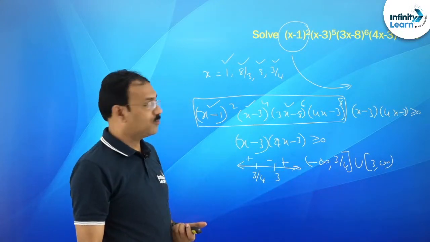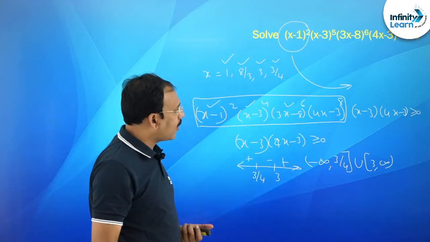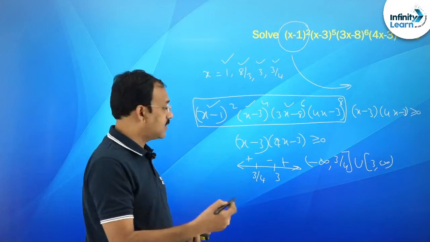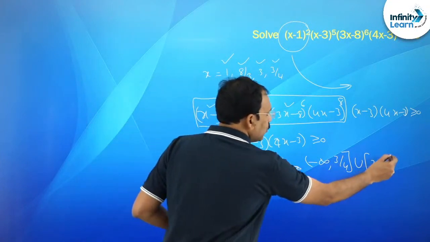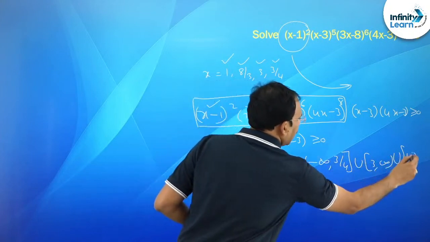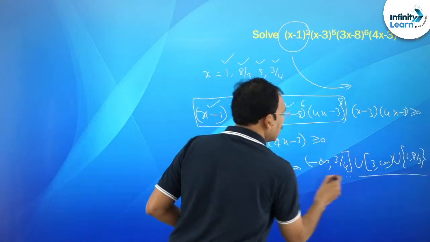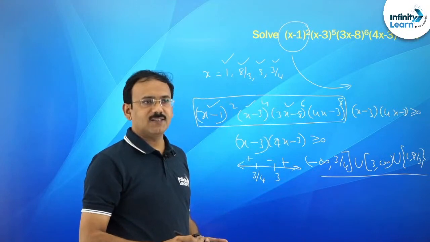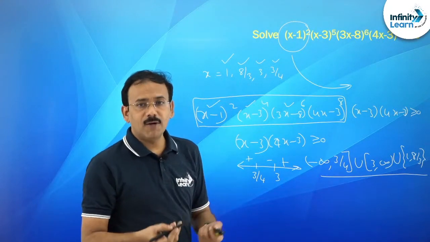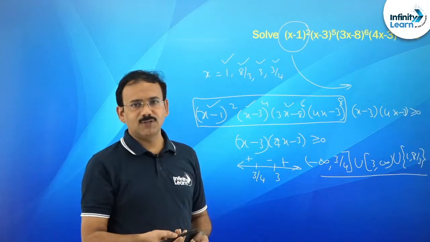In fact, no. 8 by 3 is approximately 3, no. 3 by 4, yes. 3, yes. So to this you have to join union 1 comma 8 by 3; it must be joined. This is an important thing, dear friends. So in this way you can solve a polynomial inequation with higher power also.